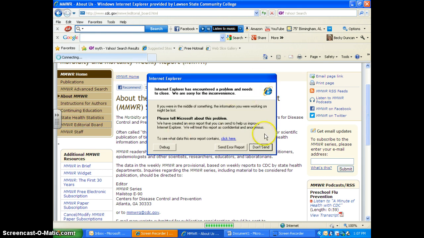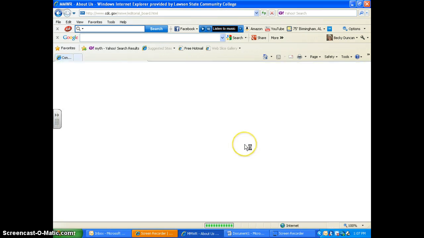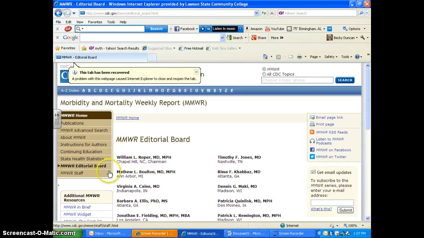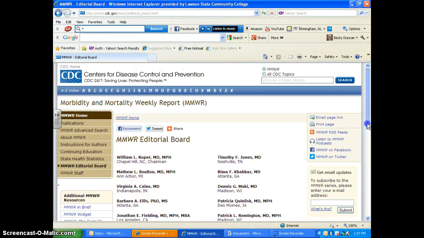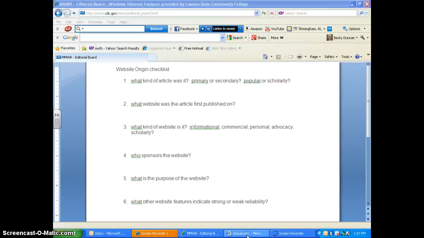This would go under features. Oh, that's going to not be good. Has editorial features. People who check this look at their qualifications. Now, they didn't write the article, but there's other features on here that say it's reliable. That would indicate strong reliability.